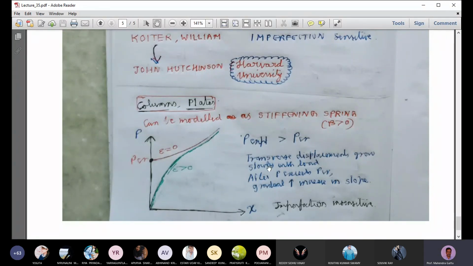Okay. But what will happen is, as you keep increasing the load, once the P critical is reached, then the deflections will become a little higher, and the structure also will have a higher stiffness. Okay, there is an increase in the stiffness of the structure after this P critical is reached.